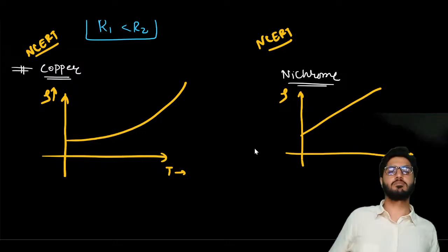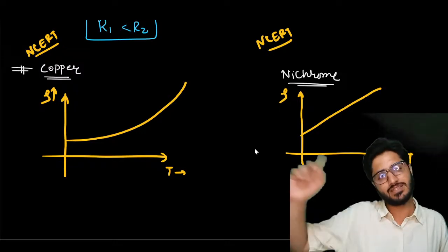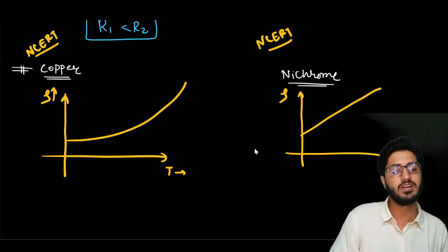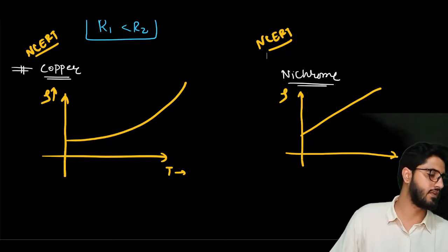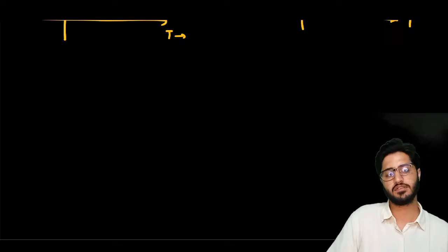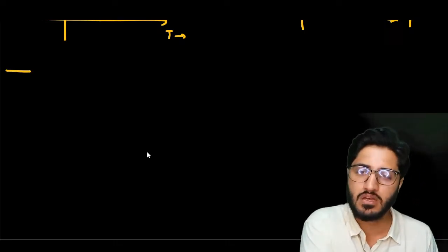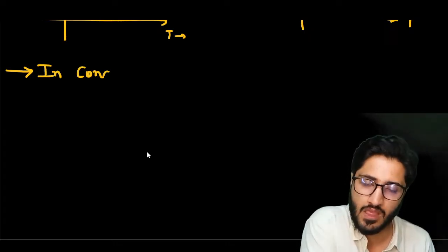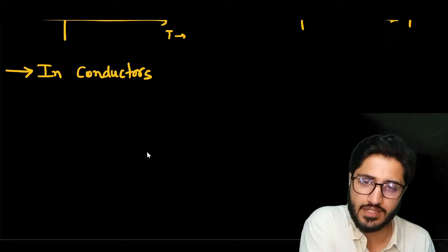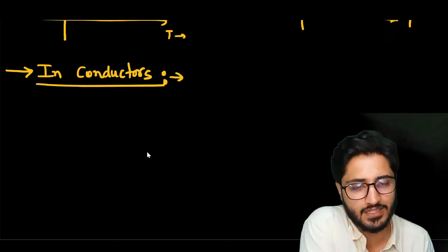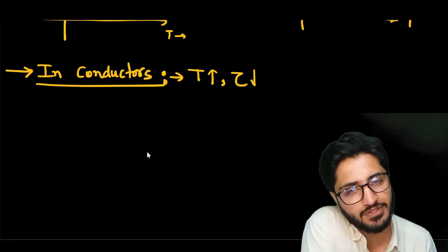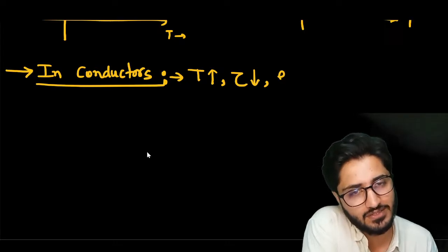We will not talk much about semiconductors. Why? Because the last chapter of physics is semiconductors, so there we will have a very vast discussion. Here we will not waste our time. I will give you some sort of revision. In conductors, if you increase the temperature, what will happen? The relaxation time decreases. If relaxation time decreases, resistivity increases, so resistance increases.